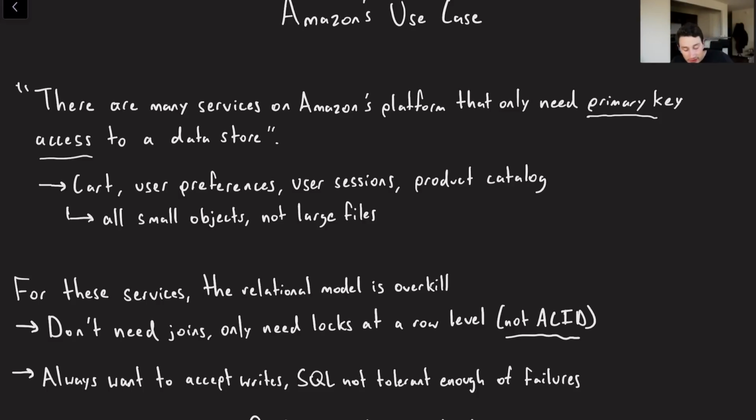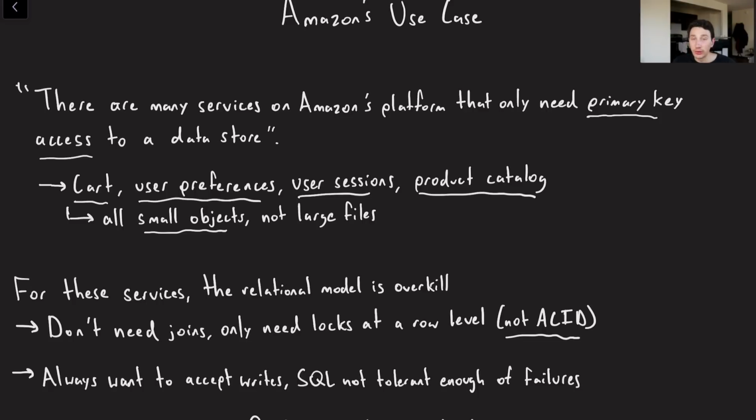So what are some examples of this? Well, the Amazon shopping cart, user preferences, user sessions, and the product catalog are all examples where you're probably just modifying one element at a time and reading one element back at a time. Again, these aren't super big files. This isn't a full-on object store. These are small blobs.